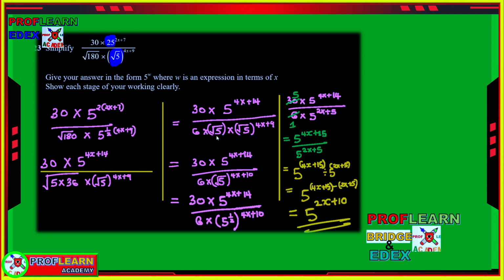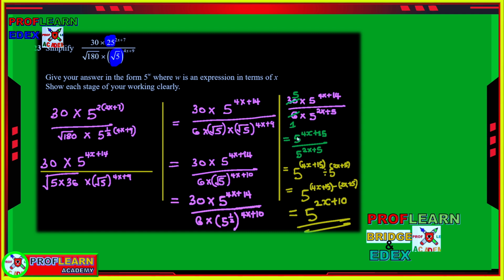Now, you need to remember that root 5 is like root 5 raised to power 1, and this is root 5 raised to power 4x plus 9. So we have the same base, and the powers can be added. That's why you can see we're having root 5 here, and this root 5 with this power reducing to root 5 raised to power 4x plus 1. Because we had a 1 here, we added 1 to 9 so that we have 10 at this point. 30 and 6 can be divided.